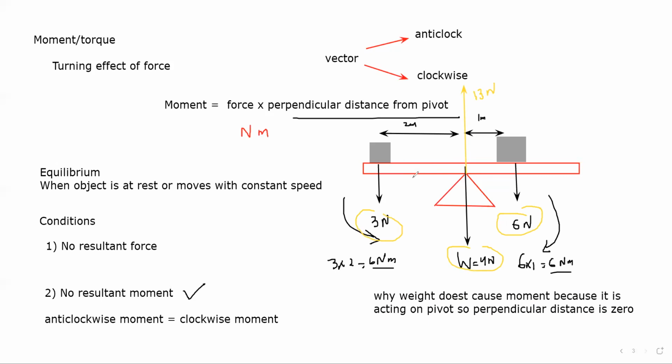When you are considering forces, in that case you will consider the weight of the beam that is acting downward. But when you consider the moments, you are not considering the weight of the beam. Why do we not consider the weight of the beam? Because it is acting on the pivot. So when there is a moment, if the force is acting on the pivot, we do not consider that it is causing any moment. But when we are checking the condition for no resultant force, in that case we have to consider the force which is acting on the pivot, even though the perpendicular distance is zero.